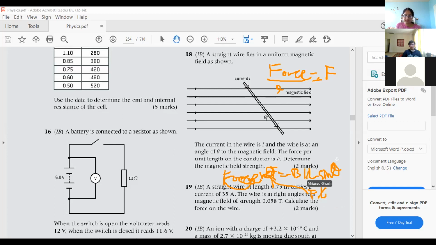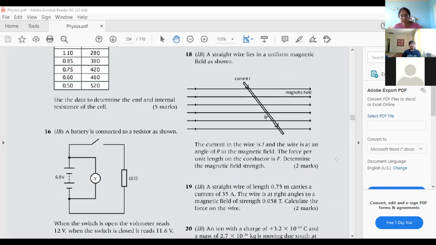The L's will cancel, and you've got F equals BI sine theta, and then B, which is magnetic field strength, you can just isolate, right? Okay, and I think we just leave it like that, right? Because it didn't give us any values. Yes, so just B equals F over I sine theta. If they have numbers in the problem, that's just calculator business, which I'm not a big fan of because I mess it up.